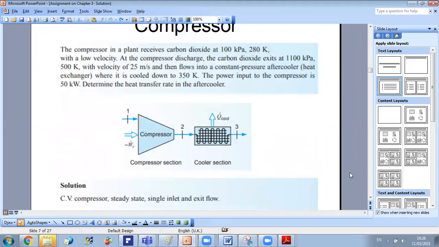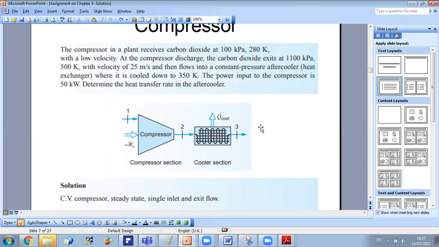Another problem. The compressor in a plant receives CO2 at 100 kilopascal, 280 Kelvin, with a low velocity. At the compressor discharge, the CO2 exits at 1100 kilopascal, 500 Kelvin, with a velocity of 25 meters per second, and then flows into a constant pressure aftercooler, which is a heat exchanger, where it is cooled down to 350 Kelvin. The power input to the compressor is 50 kilowatt. Determine the heat transfer rate in the aftercooler.